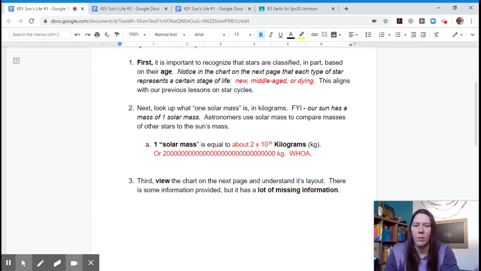All right, so solar mass. The reason I had you look this up is because this is the way that we compare masses of stars. Kilograms is a ridiculous unit of measure to use. One solar mass is simply the mass of our sun. It's 2 times 10 to the 30th kilograms, which is a really ridiculously huge number. So it makes sense that we're going to use something easier like one solar mass.